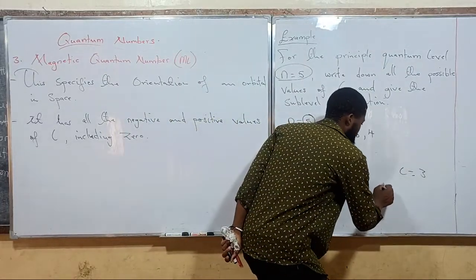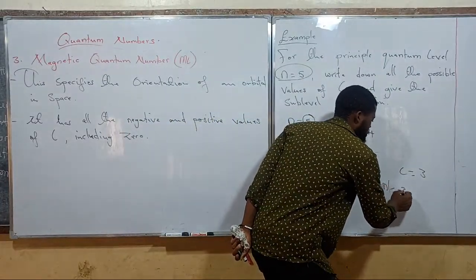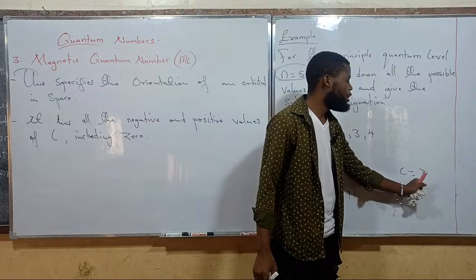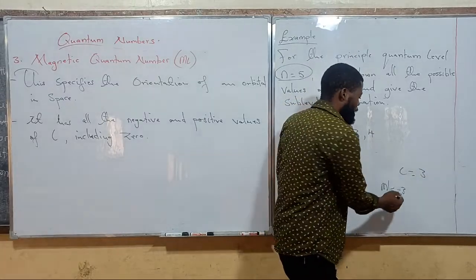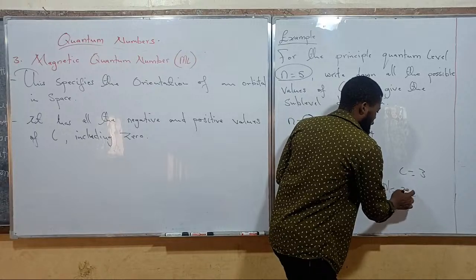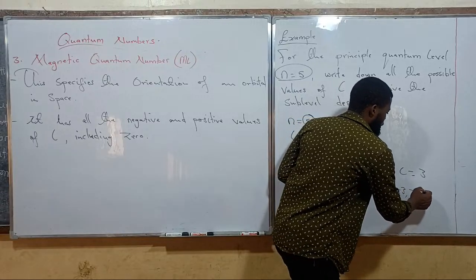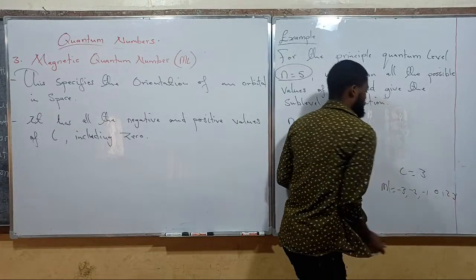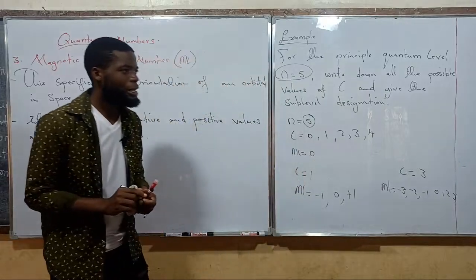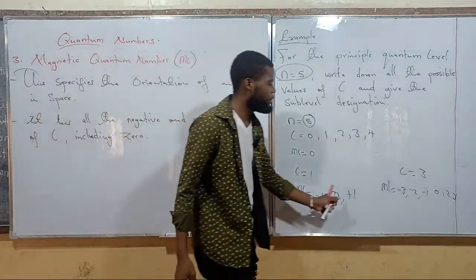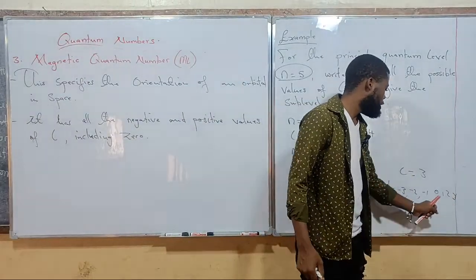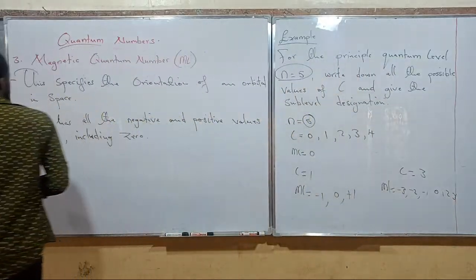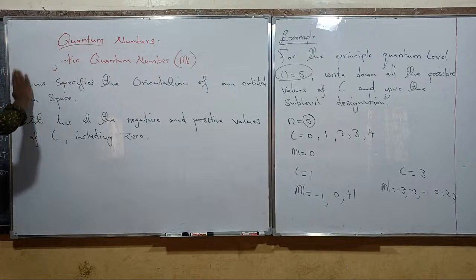If L was equal to 3, for instance, then the values of ML start from the negative value of L. It becomes negative 3, negative 2, negative 1, 0, 1, 2, and 3. So the magnetic quantum number represents all the positive values of L and the negative values of L, also including 0.